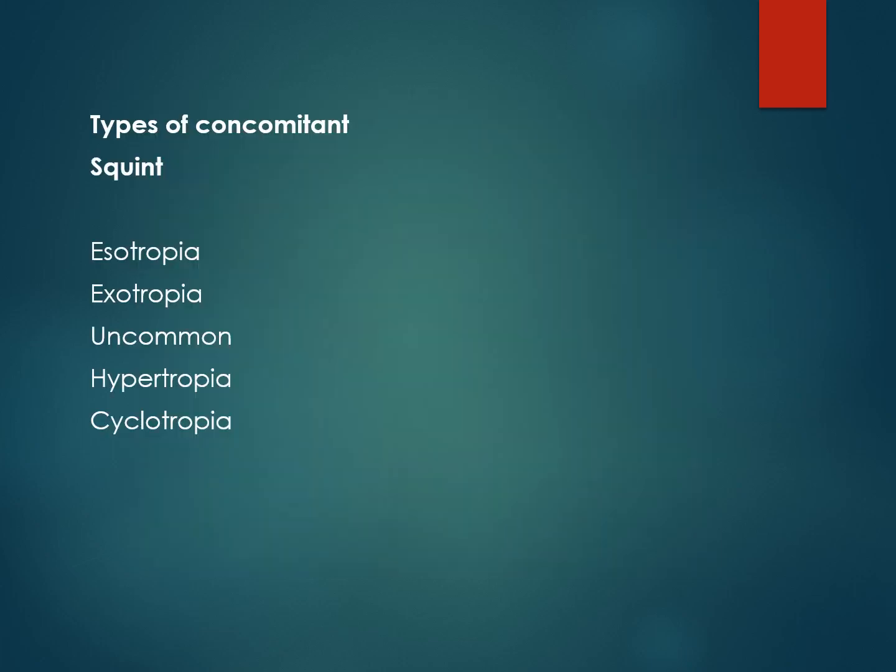Types of concomitant squint. Concomitant squint may be esotropia, when the eye deviates inwards, exotropia, when the eye deviates outwards. The eye may deviate upwards in hypertropia, downwards in hypotropia, and may be intorted or extorted, that is incyclotropia or excyclotropia.